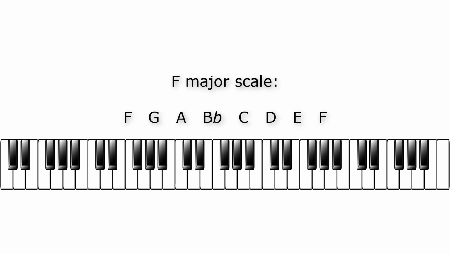flat. The other rule says you have to use consecutive letters out of the alphabet. F, G, A. Well, the next note has to be something with B, because this note was an A, so this has to be something with a B. Well, that's why it's a B flat.